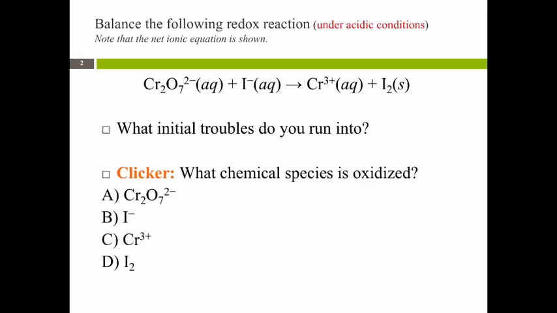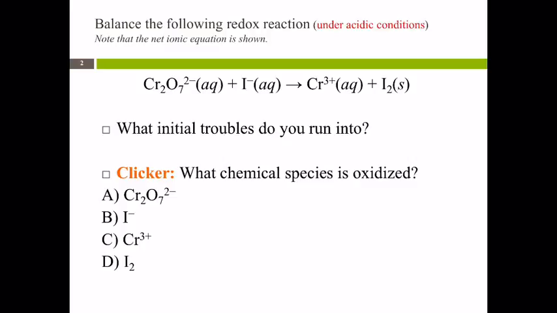I imagine that what we first find is that we don't have oxygen on both sides, so it becomes a bit more challenging to balance. So go ahead and think about which one of these chemical species is oxidized and how you determine that. So pause the video and determine what species is oxidized.